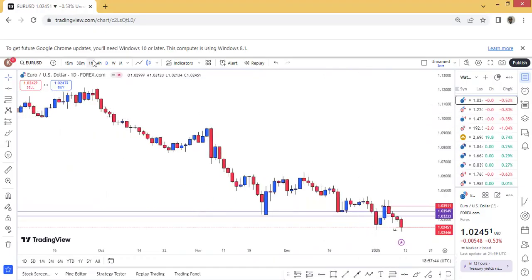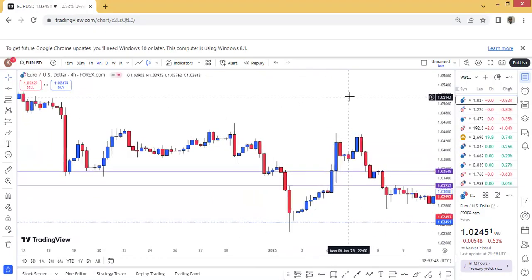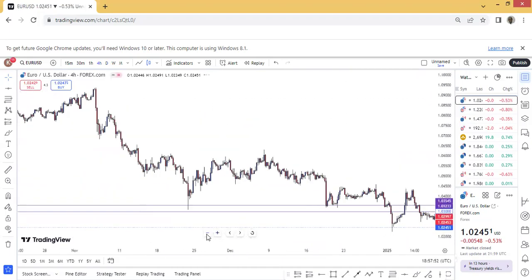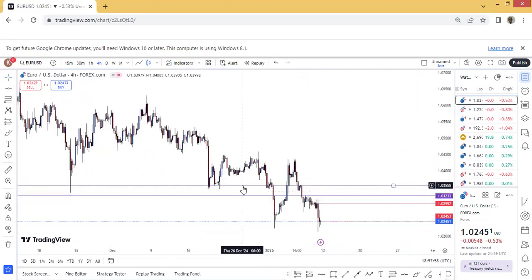So let's come to the 4 hours and see how perfect. The market has reacted to this level very well on the 4 hours. Look at it, 1, 2, 3. So 1, 2, although it broke through and back, it really 3, 4, 5, and this is 6.